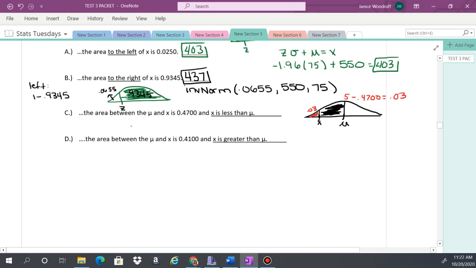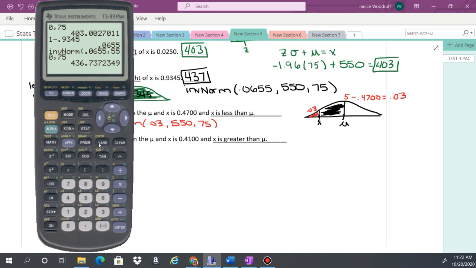And then we're still in the context of this problem. So inverse norm, area to the left, 0.03, mean is 550, standard deviation 75. So inverse norm, 0.03, comma, 550, comma, 75. So 409.